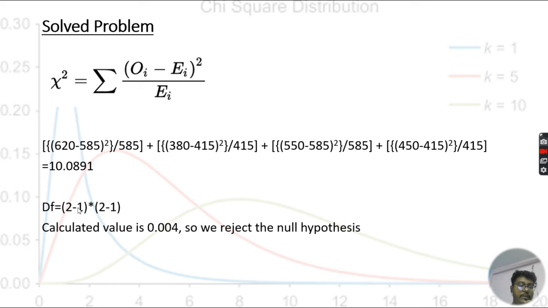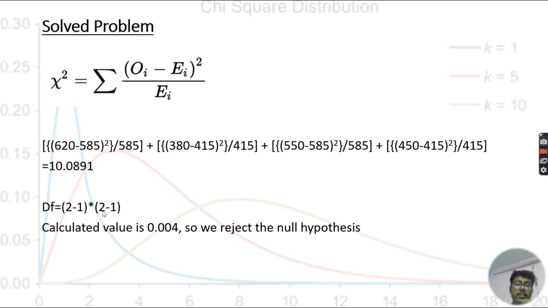Now the degrees of freedom is 2 minus 1 multiplied by 2 minus 1. How? If you remember the table, it was a 2 cross 2 contingency table. Number of rows is 2 and number of columns is also 2. So (R minus 1) into (C minus 1). It was a formula. I have discussed this also previously. So I have just put this formula here, and the degrees of freedom is 1.